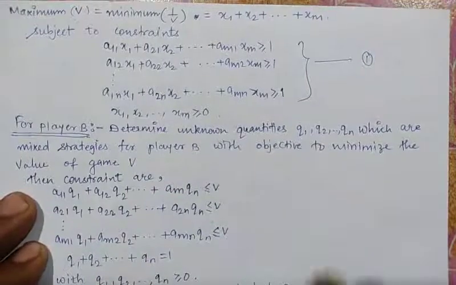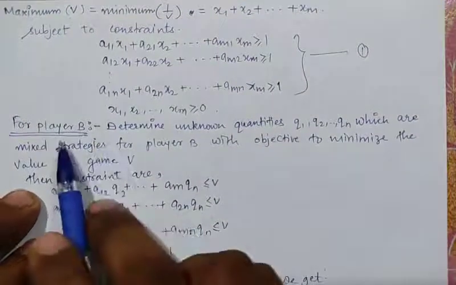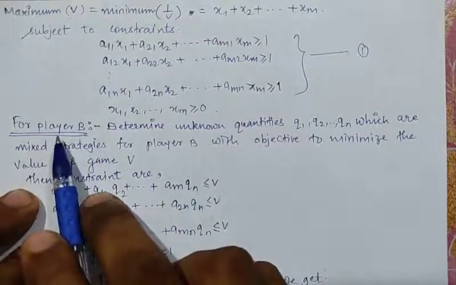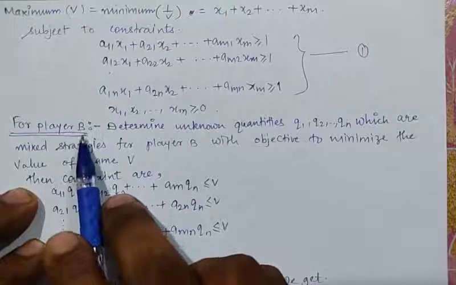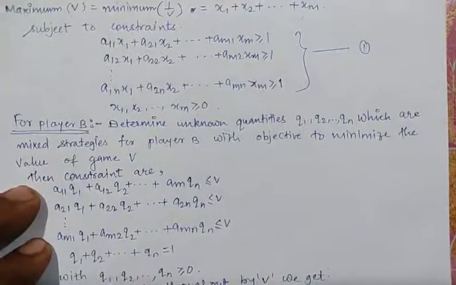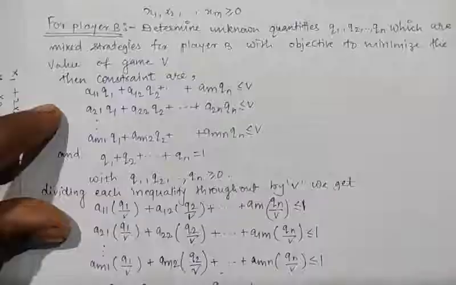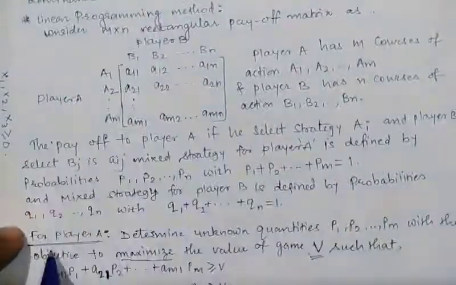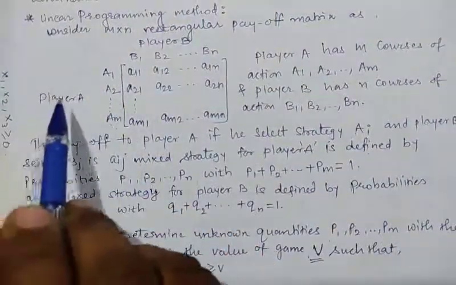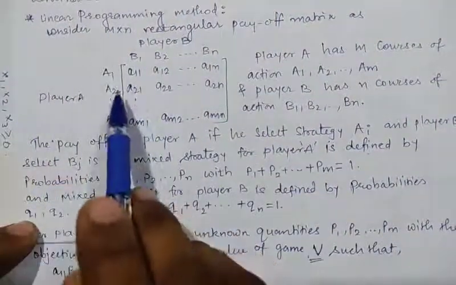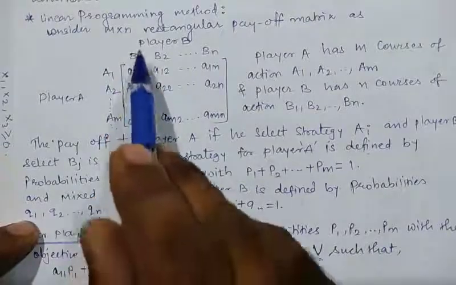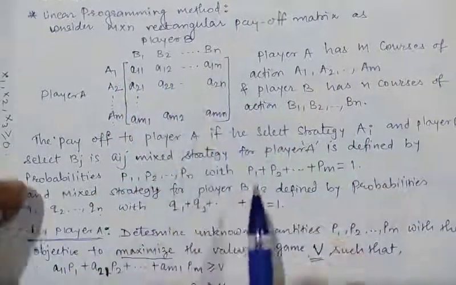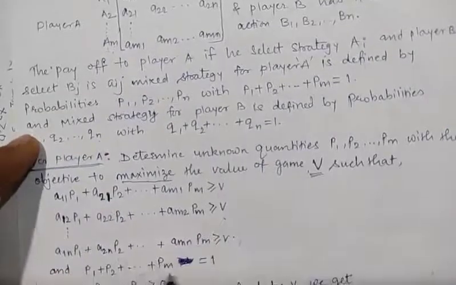Now next, to find the constraint equations for player B, let's see what our payoff matrix is. In this example, this is our payoff matrix. For player A we selected player A's strategy when player B plays B1, B2 up to Bm. In this case we get these m equations.